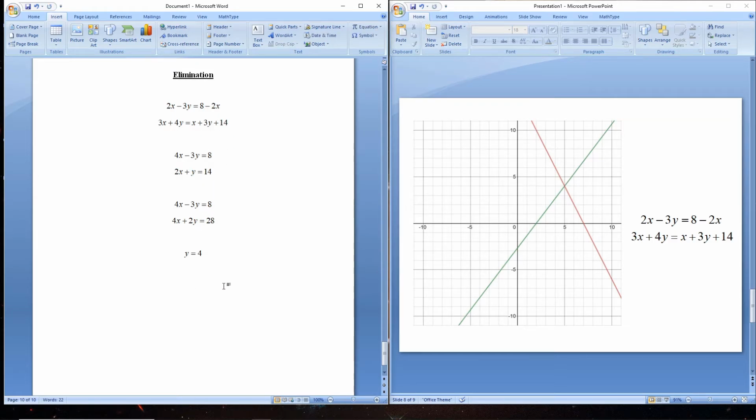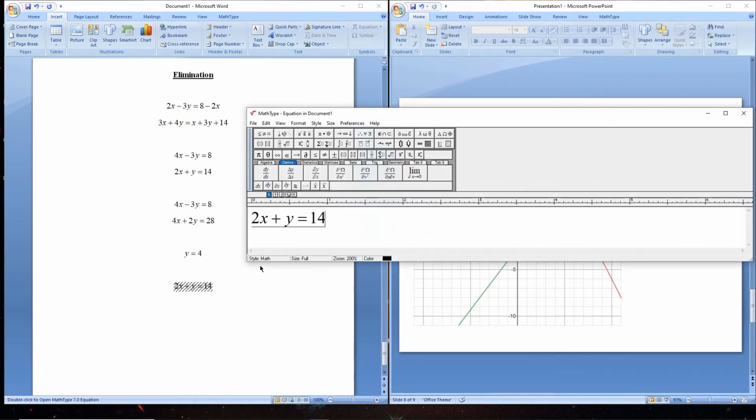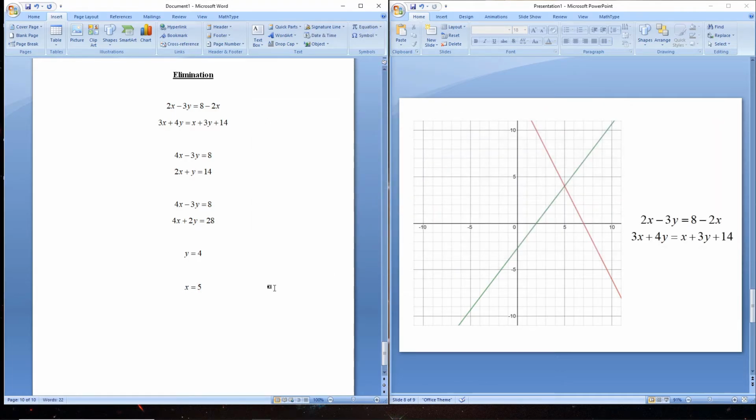So again, I like to take the one that looks the simplest, so I'll take this one. And we're just going to plug in y equals 4. So instead of y, we know that now equals 4. And then we'll solve this. So we'll subtract 4 from both sides. So 14 minus 4 would be 10. And then divide both sides by 2 to get x equals 5, which is what we had previously. So elimination still has a substitution step in the end of it to get the second letter.